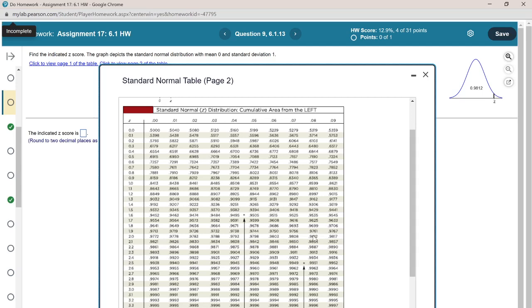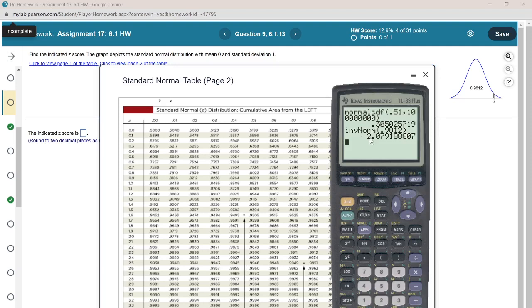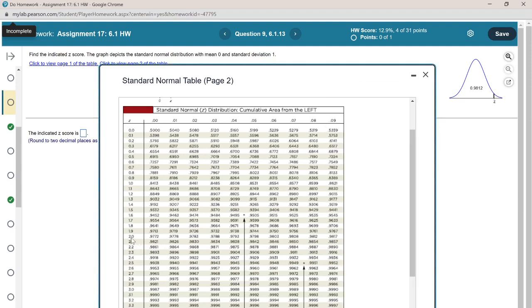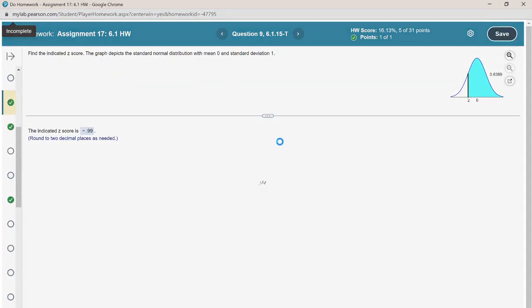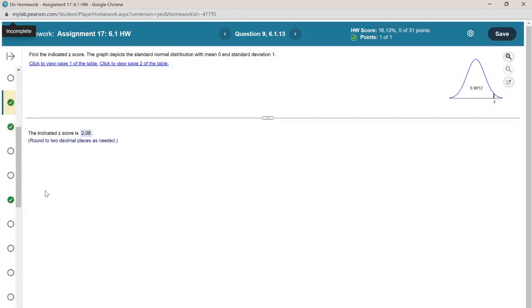0.9812. This is the area, and this is for Z-score 2.08. So 2.08. The Z-score 2.08 gives you 0.9812. So that's what we found. Z-score 2.08. And from the table, yes, for the Z-score 2.08, the area is 0.9812. So here we have to put 2.08. If using the table is not something you would like to do, then always use this calculator. Okay, let's go down here one more time.